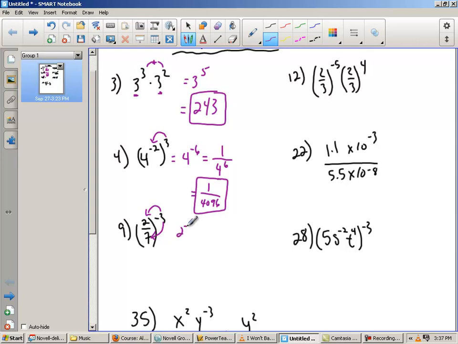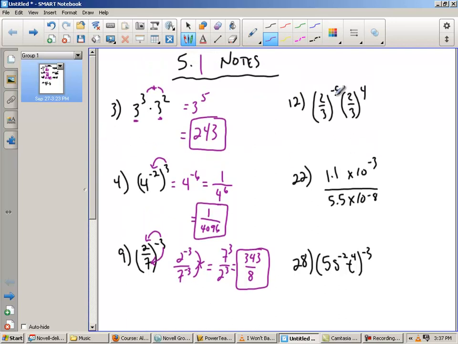Number 9, same thing, it's in parentheses, so I'm going to distribute down. And I'll get 2 to the negative 3rd over 7 to the negative 3rd. Like I just said, when we have these negative exponents, they need to jump the fence. Well, both of them need to jump the fence, so I will get 7 to the 3rd over 2 to the 3rd. Okay, so the whole chunk moved, and the sign of the exponent changed. Well, that turns out to be 343 all over 8. And there's our answer.